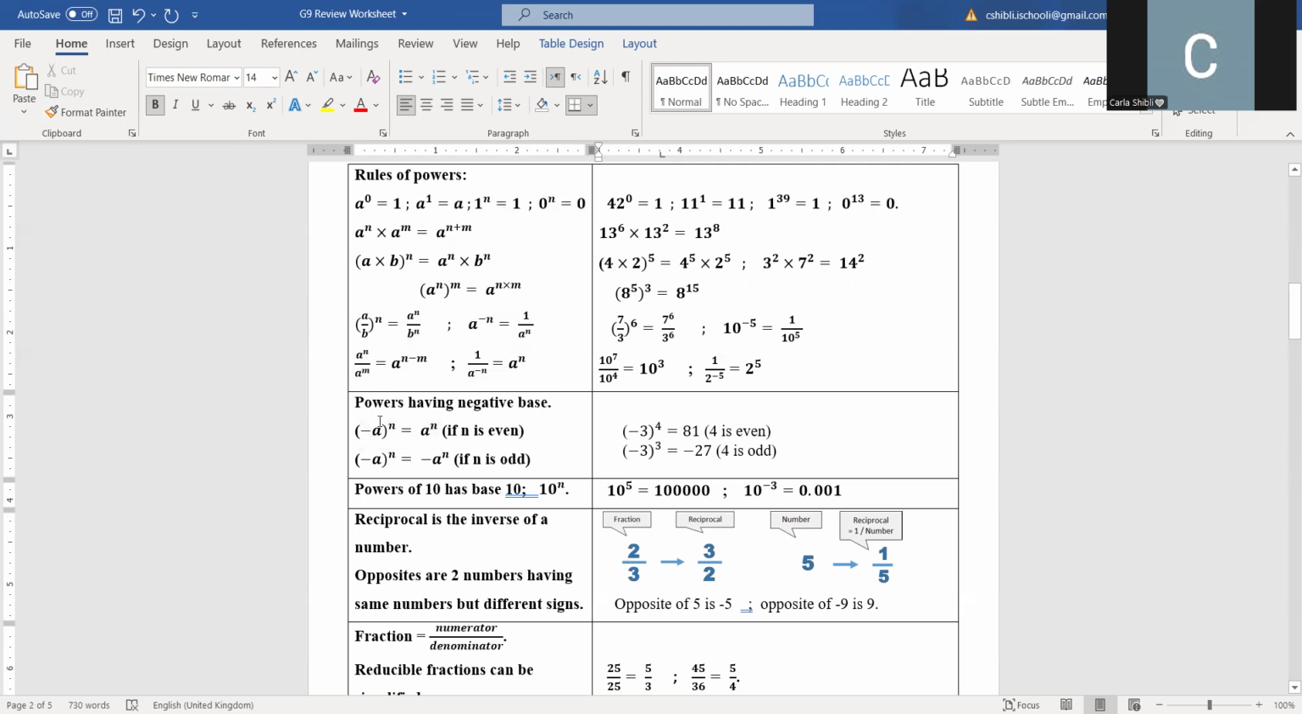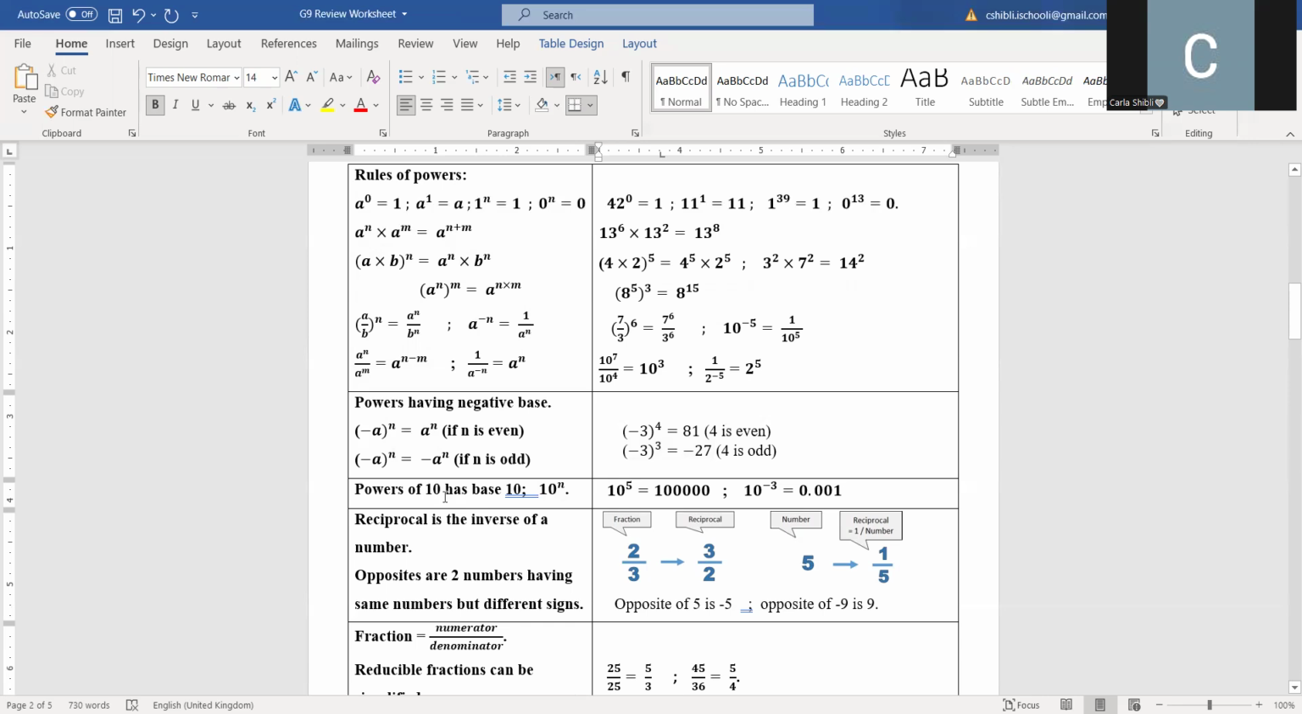If I have a power with a negative base, I always look at the exponent. If my exponent is even, my answer will be a to the power n. It will be positive. If my exponent is odd, my answer will be negative, minus a to the power n. For example, minus 3 to the power 4, since 4 is even, my answer will be 81. 3 to the power 4 is 81. Minus 3 cubed, the exponent 3 is odd, so my answer will be negative, which is negative 27.